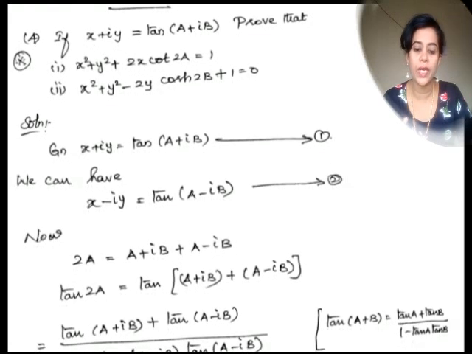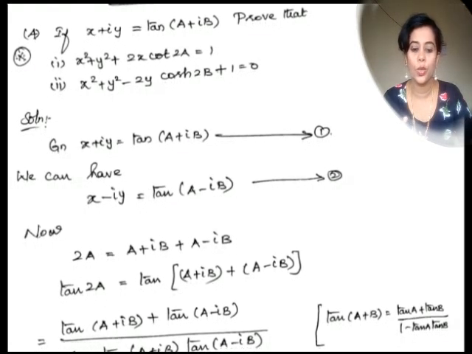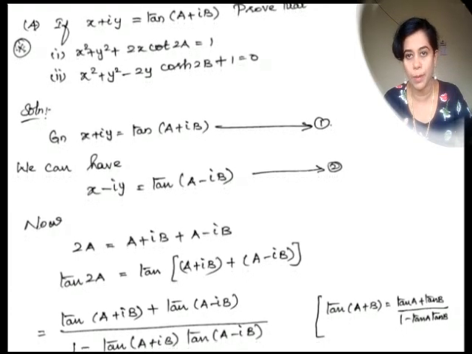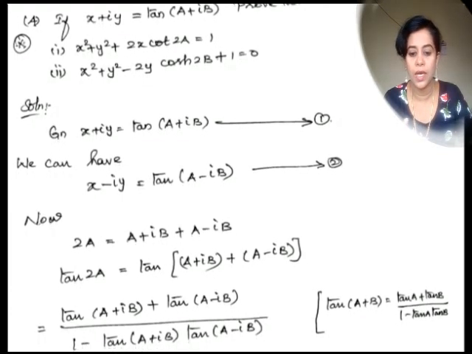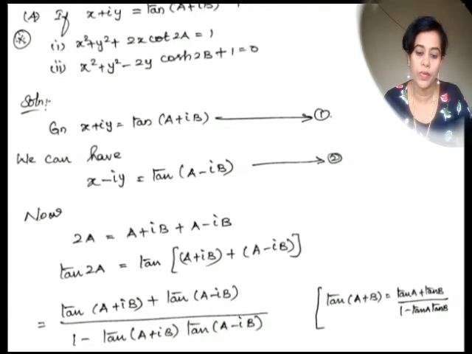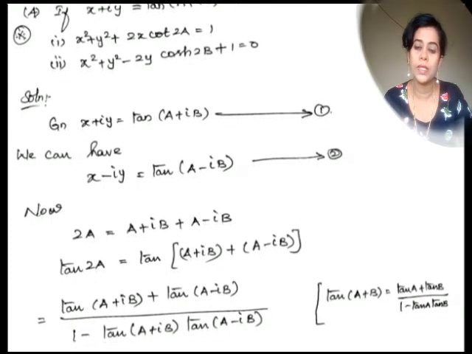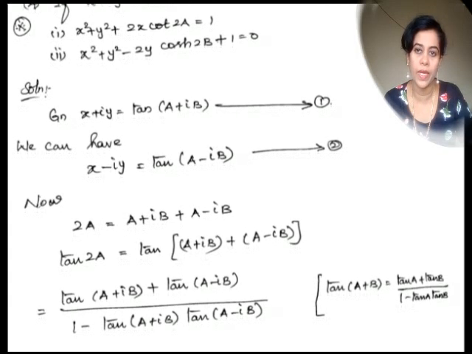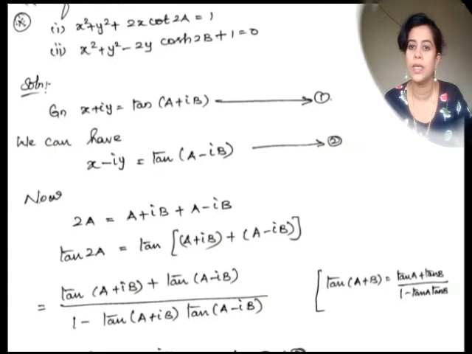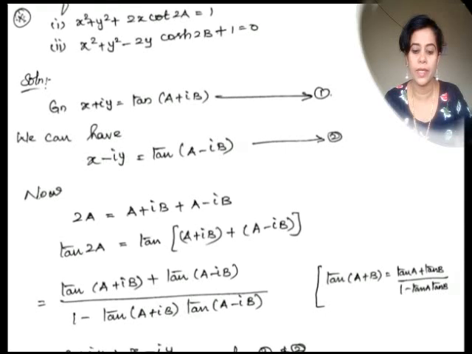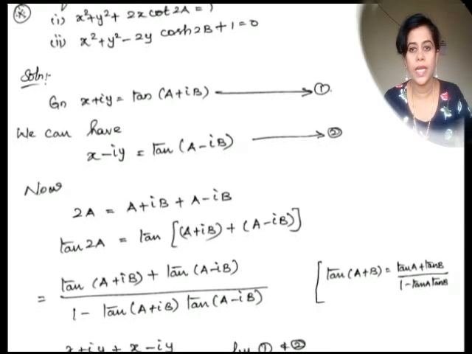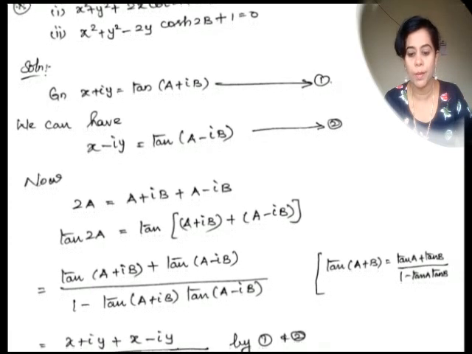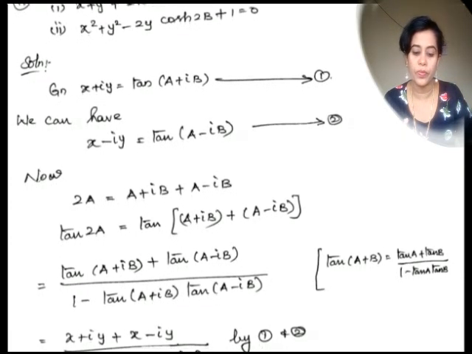Now from these two relations I can write 2a is equal to a plus ib plus a minus ib. So I am framing the relation related to the above two equations: 2a is equal to a plus ib plus a minus ib, which means ib gets cancelled, it is 2a. So the relation is right. Okay. So taking tan on both sides, we get tan 2a is equal to tan of a plus ib plus a minus ib.